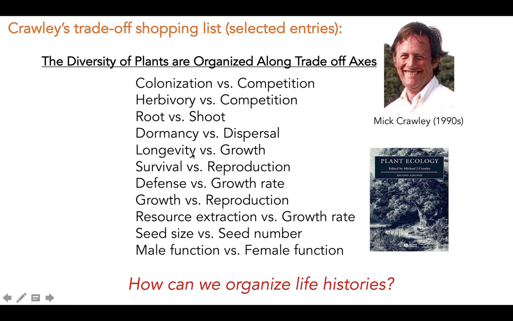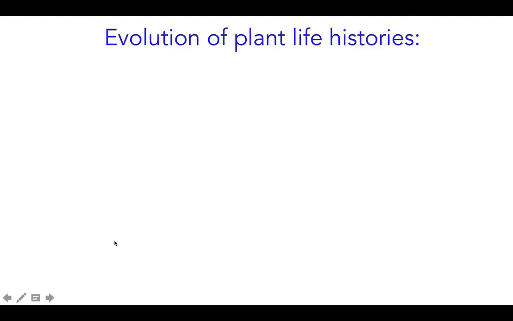But also, there's a fundamental trade-off in terms of longevity and growth rate. So in general, if you tend to grow very fast, you tend not to live very long. Similarly, survivorship and reproduction is often traded off. And we've emphasized a few times defense and growth rate trade off against each other, but also growth and reproduction. And the list goes on and on. So these are all fundamental trade-off axes that you can characterize the diversity of plants according to. So how can we organize all of these different life histories together?